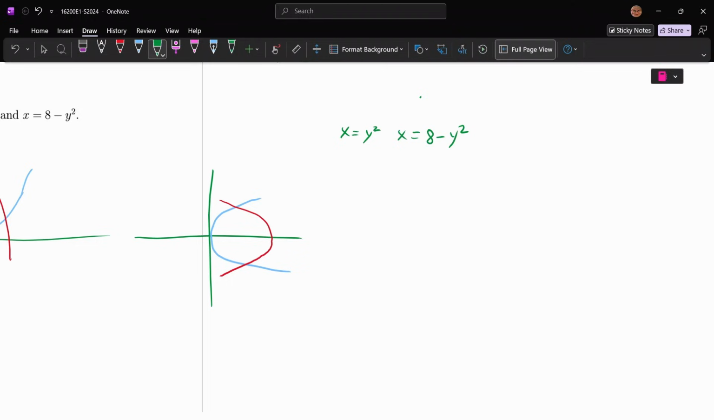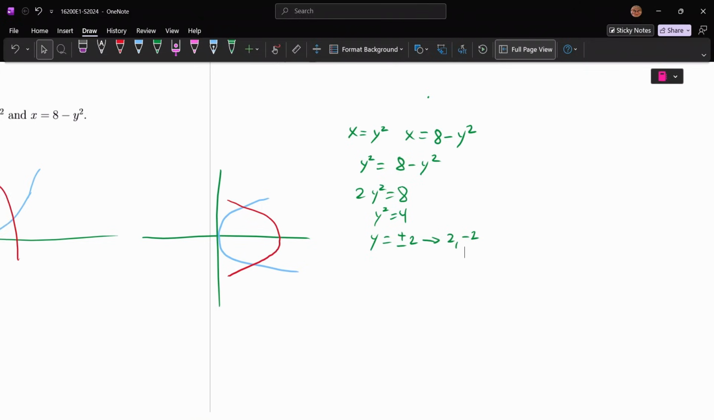When you do that, you'll end up with y squared is equal to 8 minus y squared, which gives you 2y squared is equal to 8, so y squared equals 4. So y is going to be equal to plus or minus 2, or 2 and negative 2. So right there, boom, we have our boundaries. We can just plug those in, simplify, call it a day.